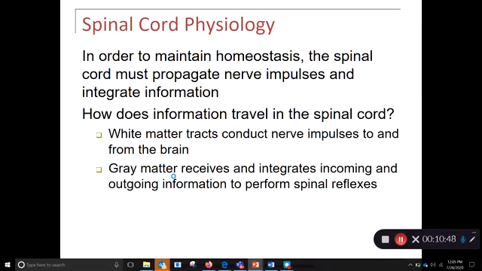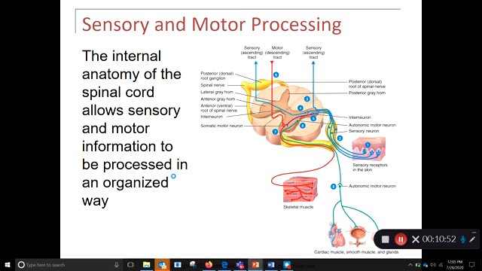So let's talk a little bit of physiology now. So I mentioned tracts, right? This will also help you somewhat remember which way the sensory neurons are coming in and which way the motor neurons are coming out, anterior versus posterior. A lot of the information that goes up to the brain happens more posteriorly.